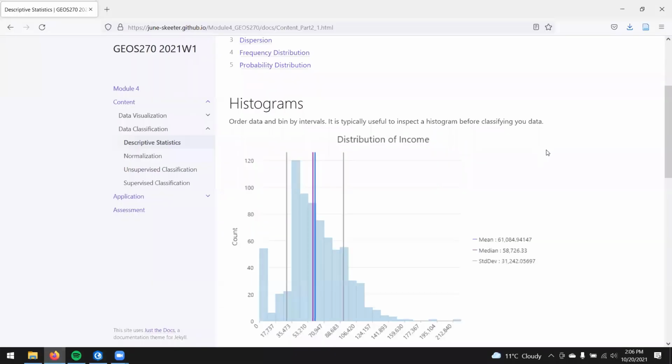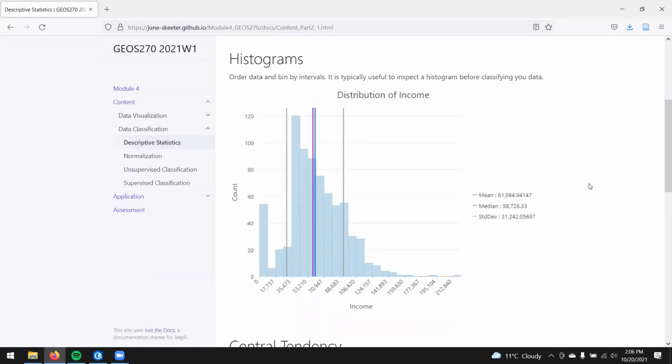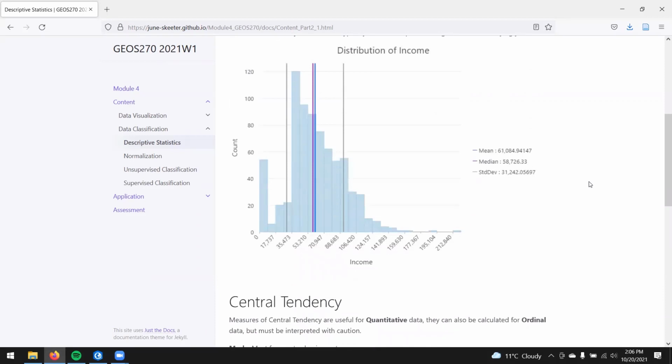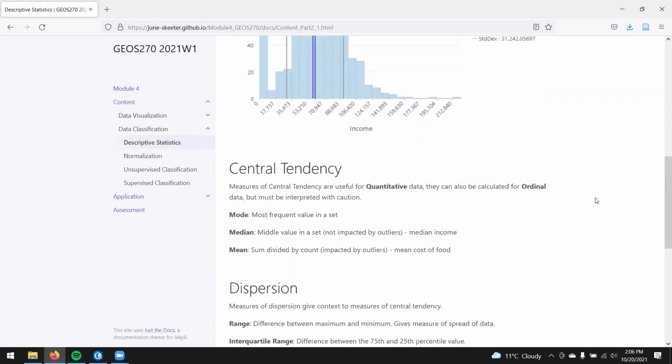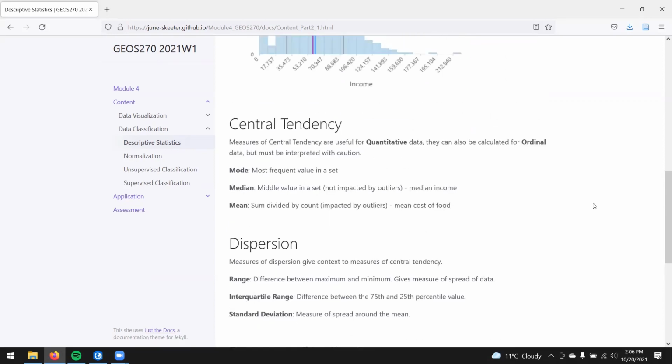So histograms are really useful for just inspecting the data, getting your first look at it and seeing, okay, this is the central tendency of it. It helps you spot outliers. I'll speak in a moment about that. But that's usually a good first step, to look at a histogram. Building on that, you want to take into consideration some other measures or metrics, depending on what kind of data you're working with.